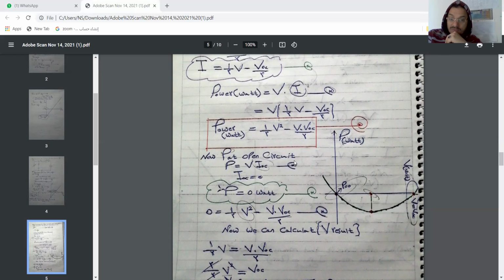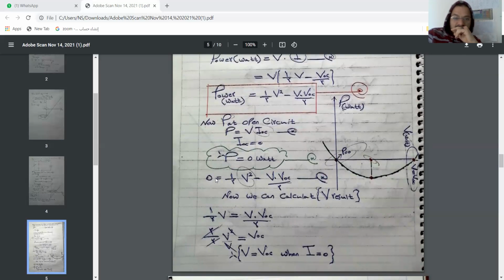Now P at open circuit is 0, because at open circuit the resistance is infinity and the current equals 0, which means P equals 0. Now from this equation, P equals 0 at open circuit, so let's calculate the V value. That means V equals VOC when I equals 0. Like here, V equals VOC, V open circuit, when I equals 0.